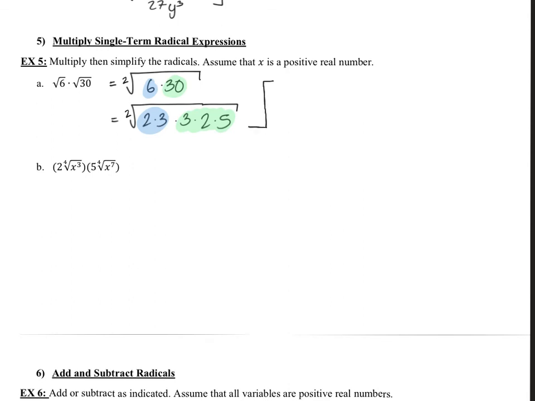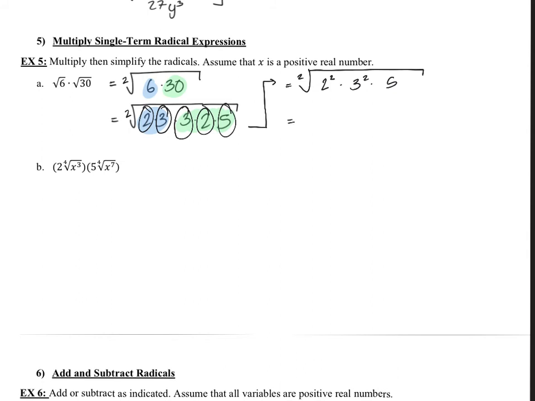Okay, here's my arrow to indicate where I'm going. I want to write things on the inside as something squared. Oh, I have two 2's. That means I can write it as 2 squared, because there are two 2's. And I have two 3's, so I can write that as 3 squared. Oh, and I have the poor little leftover 5.